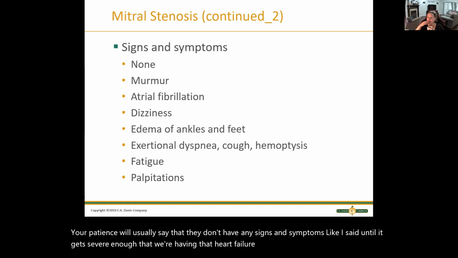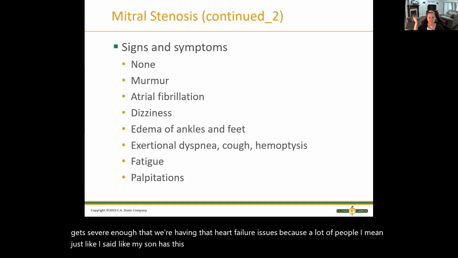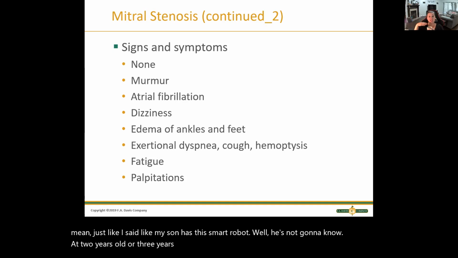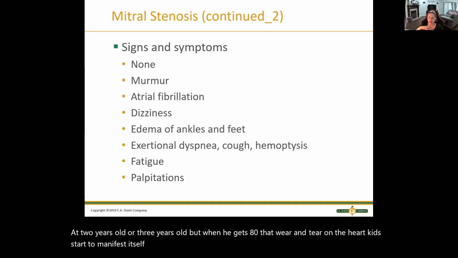Because a lot of people, I mean, just like I said, like my son has this mitral valve. Well, he's not going to know at 2 years old or 3 years old, but when he gets to 80, that wear and tear on the heart can start to manifest itself after all those years, right? Because it's had to work so hard. So a lot of people don't know they have it.